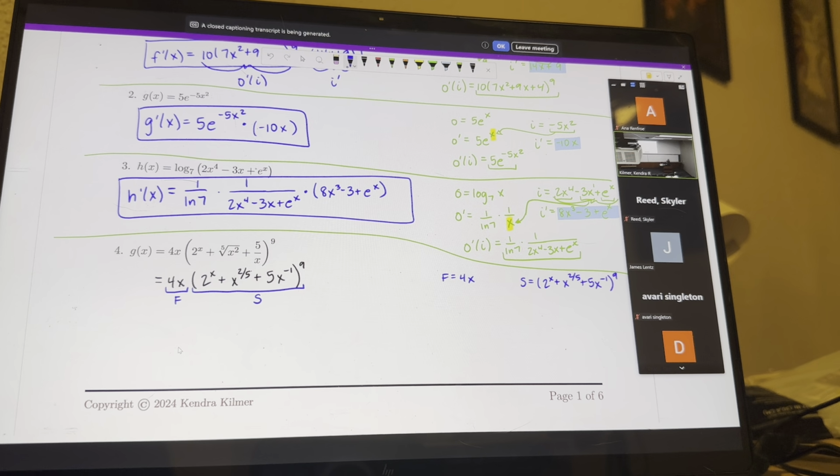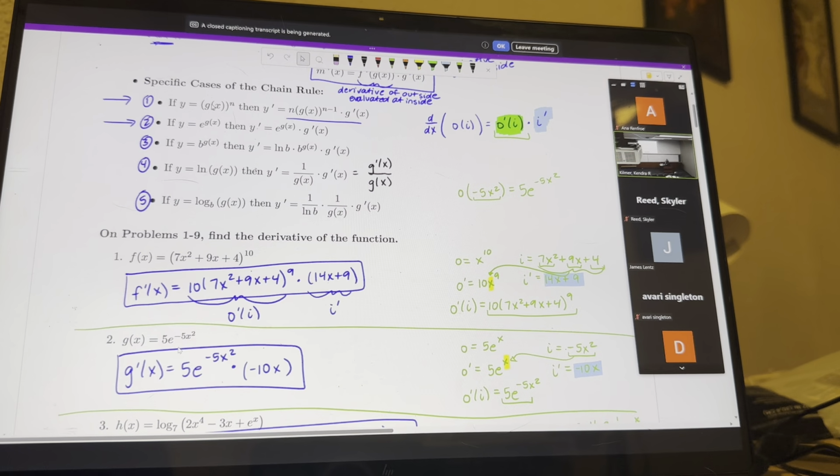We should be happy to find the derivative of 4x. The derivative of 4x is just 4. We need to find the derivative of s. But to find the derivative of s, what do we have to use? The chain rule, right? Because it's not x to the 9th power. It's a function of x to the 9th power. And so you could, off to the side, define your O and your I, but hopefully we're starting to get a little bit more comfortable. We're dealing with a function to a power, so we're in case 1.